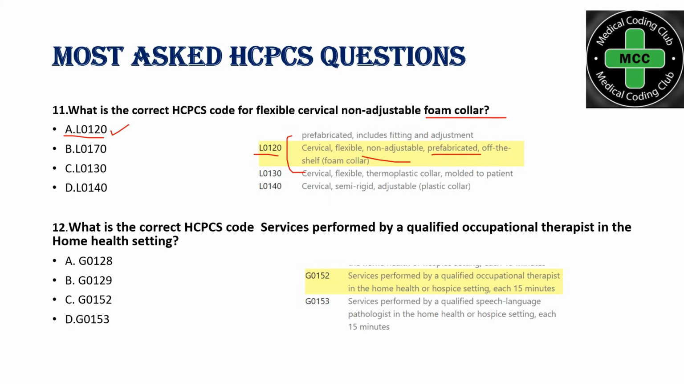And next, what is the correct HCPCS code for a service performed by a qualified occupational therapist in the home health setting? The answer is G0152. G0152 is a service performed by a qualified occupational therapist in the home health or hospice setting. So G0152 is the correct answer.